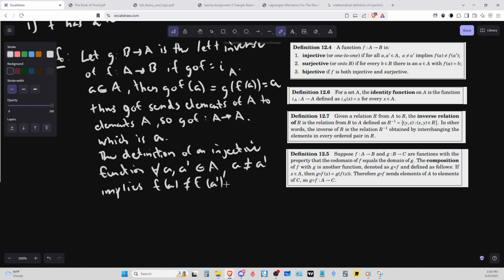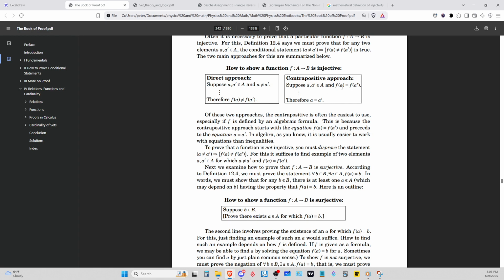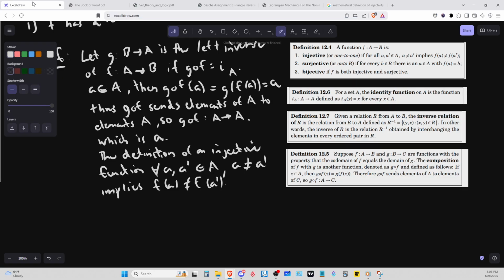The reason why I wrote "and" before is because of this structure. I was trying to copy this structure. That's why I wrote "and f of a is equal to f of a prime." I was trying to follow this structure, because I thought I had to do that to prove that the function is injective. So let's see if we can put this together.